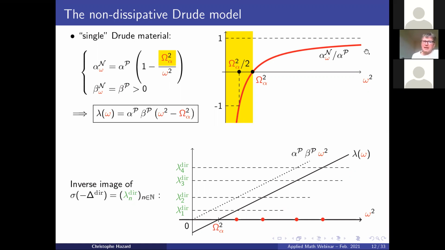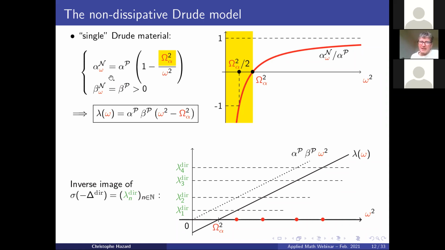And you see this function is represented here. You see that this quantity becomes negative if omega is smaller than this plasma frequency. And for when omega squared is equal to omega_alpha squared divided by 2, I obtain exactly -1 here, which is exactly the critical value of the contrast. We will go back to this critical value later.